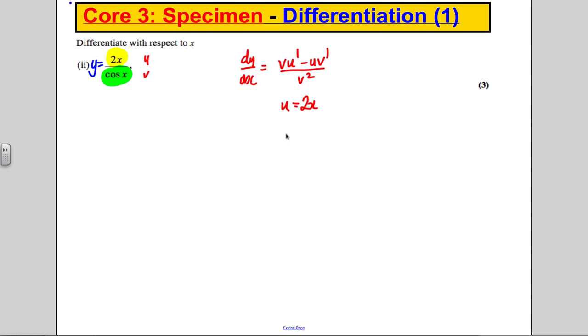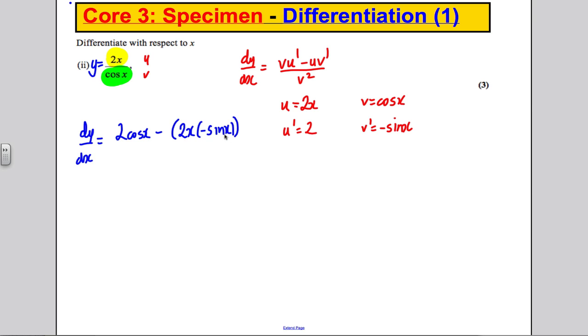Your u is 2x, so your u dash is 2. Your v is cos x, so the derivative of cos x, v dash, is negative sine x. Now just substitute in to this formula. Dy by dx is therefore vu dash, so cos x times 2, so 2 cos x, subtract uv dash, so 2x multiplied by negative sine x, so that would be 2x and then negative sine x, all divided by v squared, which would be cos squared x.